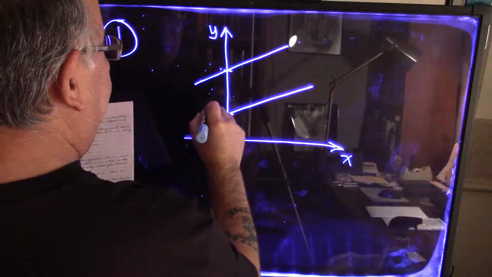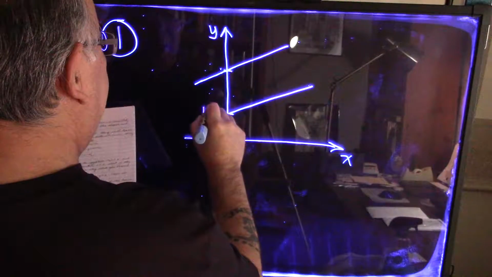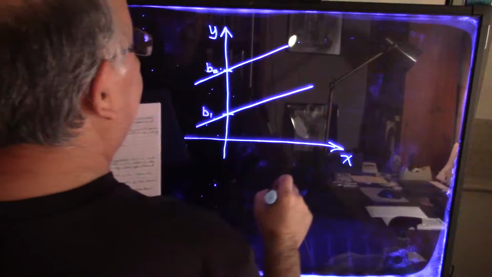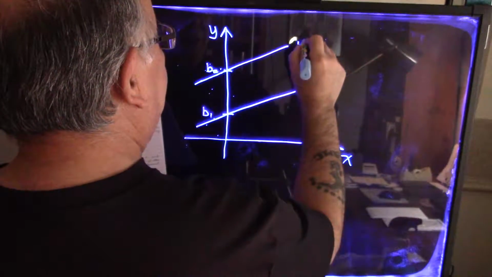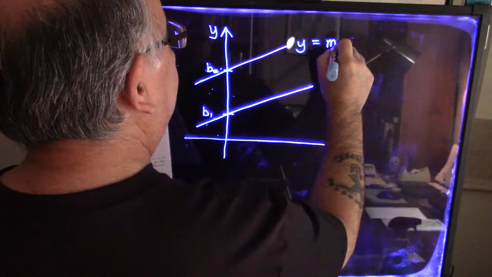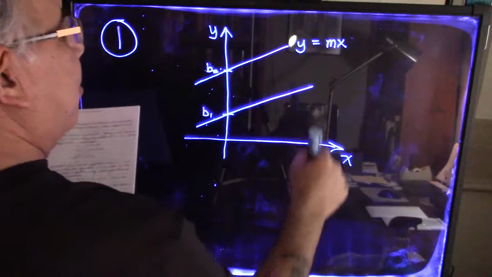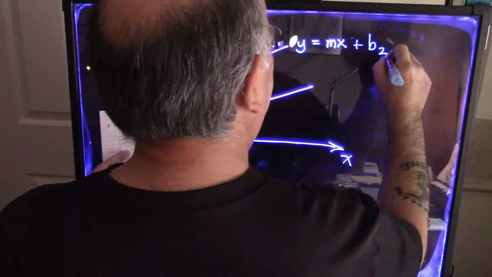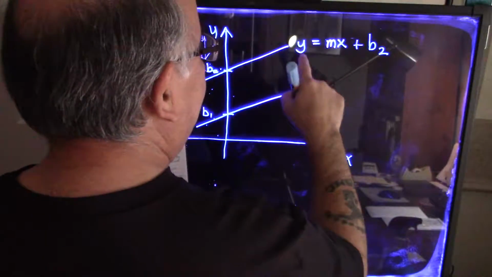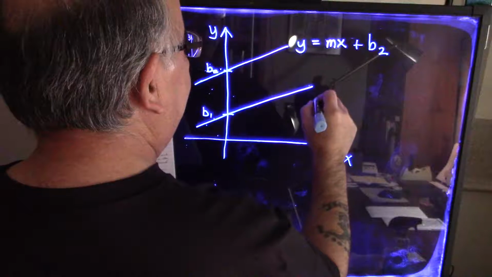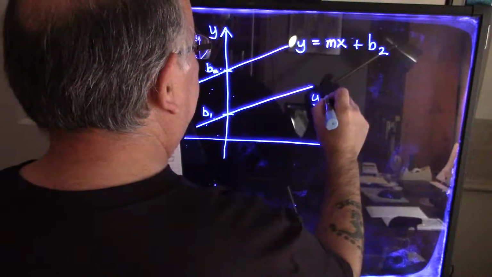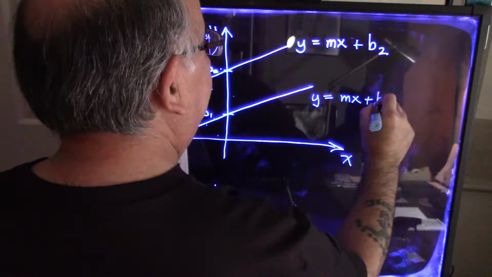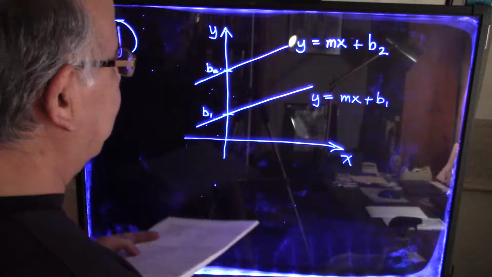And let's say this is y-intercept B1, and this is y-intercept B2. So they have the same slope, so slope M is going to apply to both lines. And the y-intercept is B2. So y equals mx plus B2. That's your slope-intercept equation. And this one is the same mx, but the y-intercept is B1, which will be different.